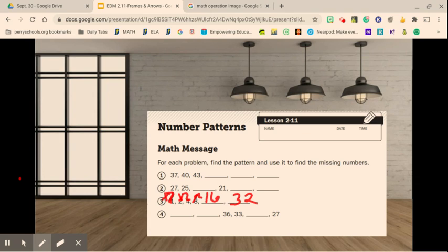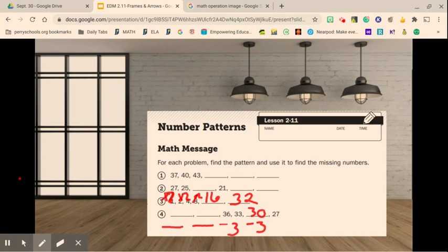Now, number 4 is a little bit tricky because I don't have my beginnings, but I do have some in the middle. From 36 to 33 is getting smaller, so I'm going to have to subtract. 36 minus 3 equals 33. Now I'm missing that number, so I'm just going to have to hope that my key is to subtract 3. So 33 minus 3 is 30, and 30 minus 3 is 27. So I know that from left to right, I'm subtracting 3.